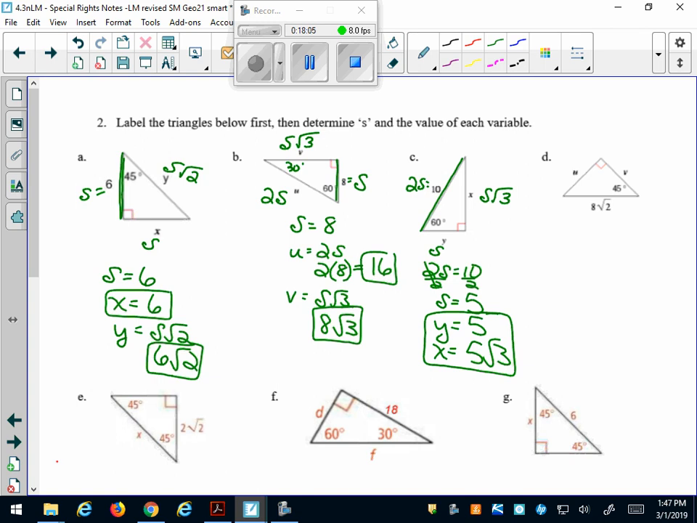Here they give us the S root 2 side. The other two sides are S. Again, if our equation is S root 2 equals 8 root 2, what's S? 8. You could think of it as dividing by root 2 on both sides, but then they just cancel, right? So S equals 8. So what's U and V? 8.